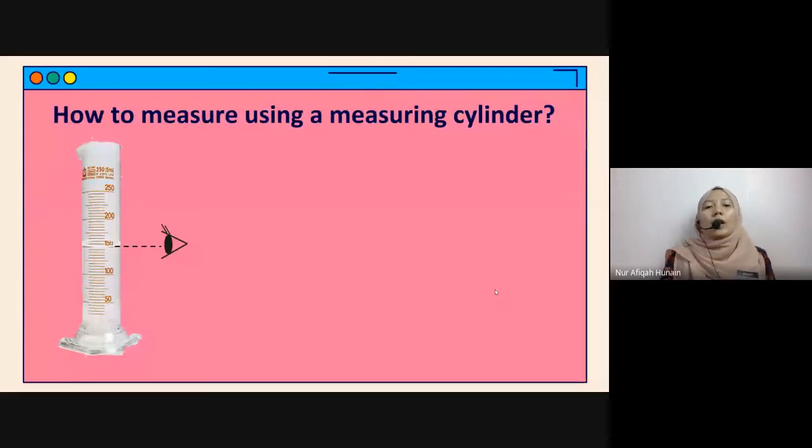Okay, now how to measure using a measuring cylinder? How to measure liquid? So look, this is what we call a measuring cylinder.